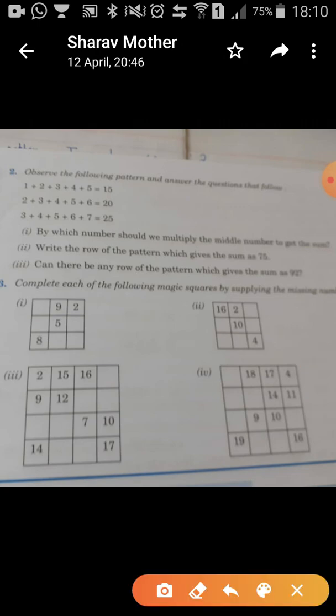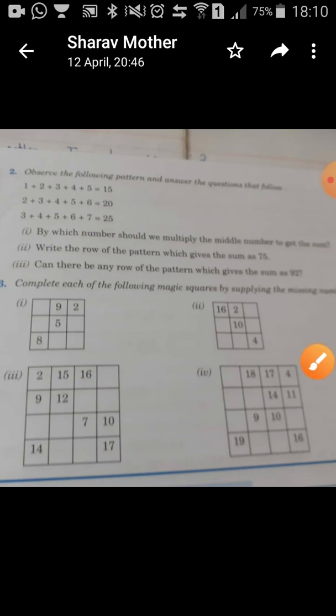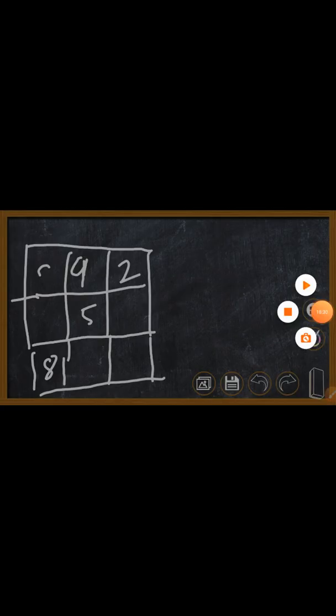Next, we have something called magic squares. So magic squares, what will you do? Let me write this down. Give me some time and then I'll explain.